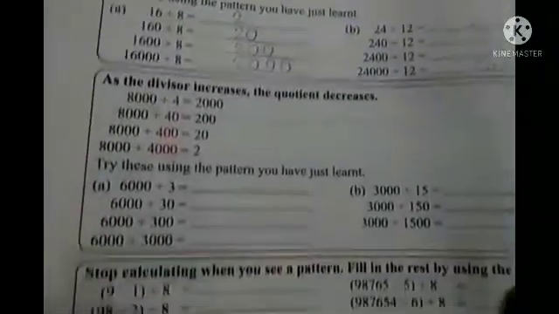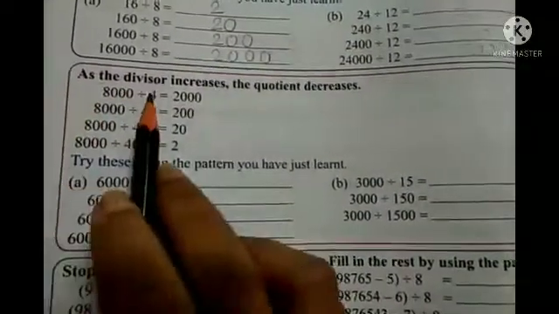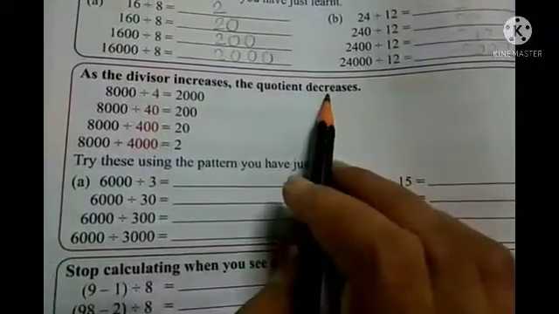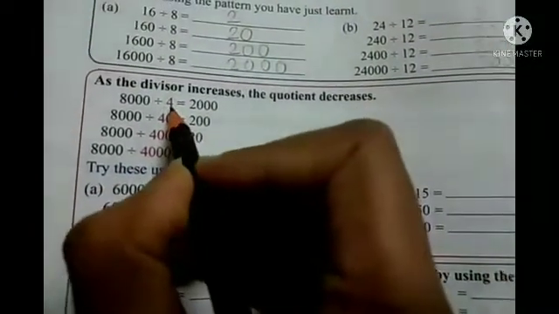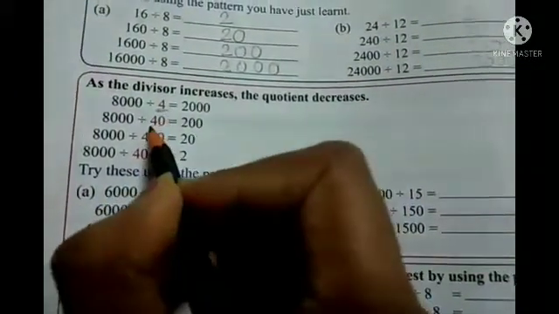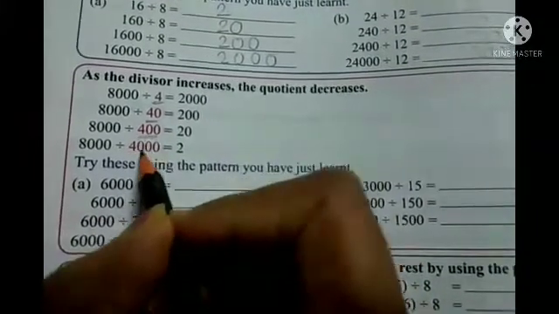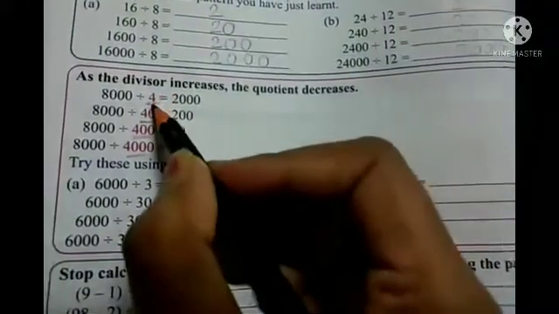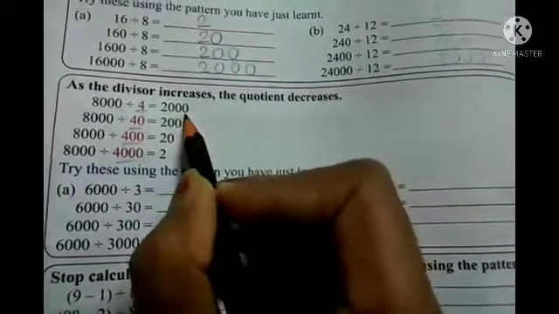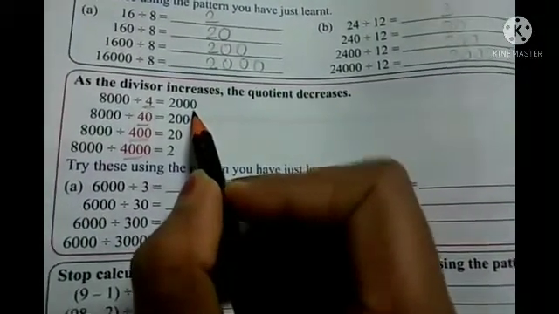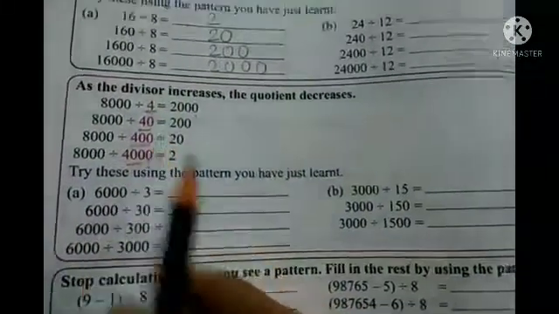Now you see the next one. As the divisor increases, the quotient decreases. Here what is increasing? Divisor. That means what we are dividing with. You can see the red color, these are the divisors. When divisors are increasing, then our quotient is decreasing. So by following this pattern we will solve this.